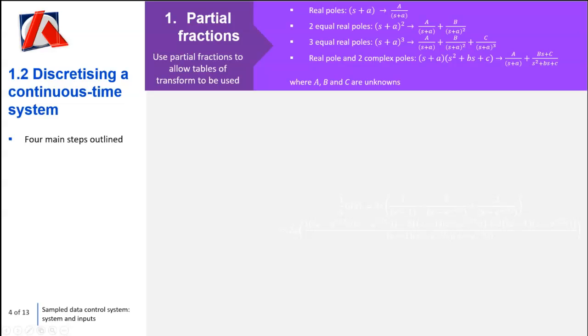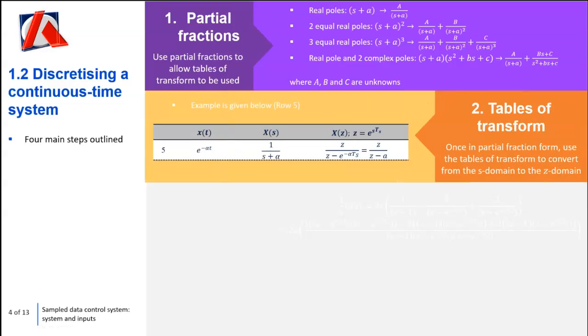But in this course we won't cover when we've got complex poles. Here A, B and C are unknowns, and what you're trying to do is effectively determine what these A, B and C unknowns are, which then enables you to use the tables of transforms, which is the next step.